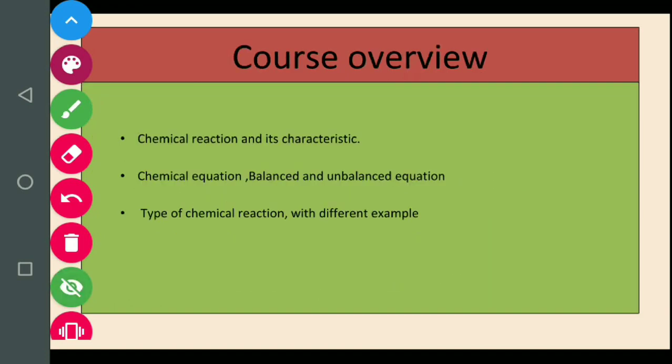In this lecture, we will study about chemical reactions and their characteristics, chemical equations, balanced and unbalanced equations, how to balance an unbalanced equation, and third, types of chemical reactions with different examples.